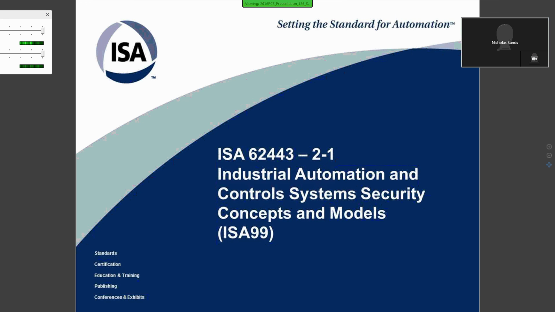So this is the ISA 62443 standard, 62443-2-1, Industrial Automation and Control System Security Concepts and Models, written by the ISA 99 committee. Over the years, we've adopted more and more of the practices of IEC, and so this is one of those areas. The IEC assigned a number 62443, and our standard is issued as a 62443 standard.